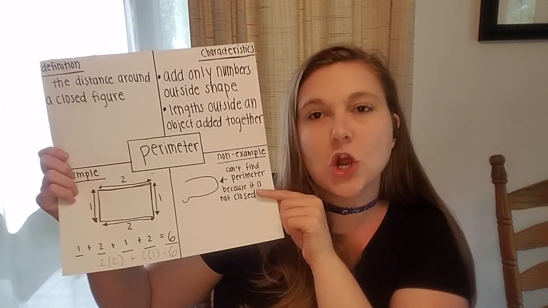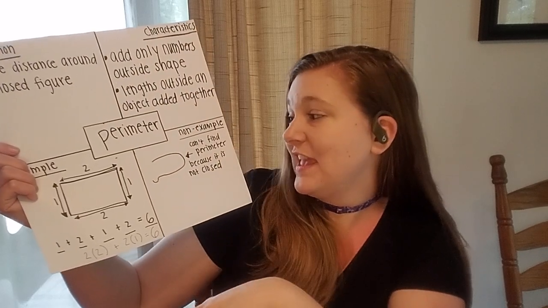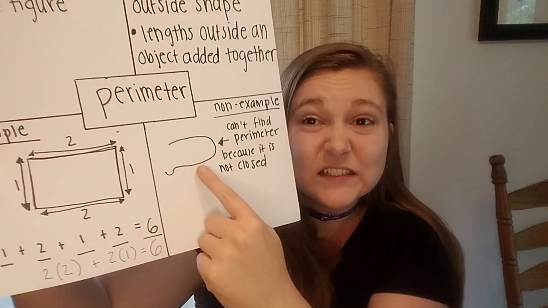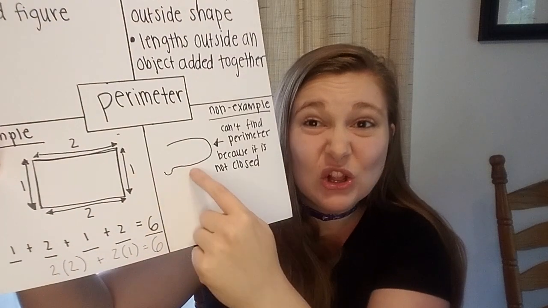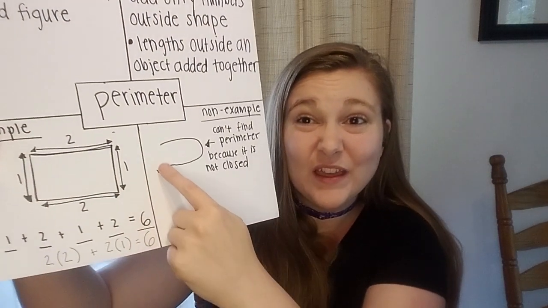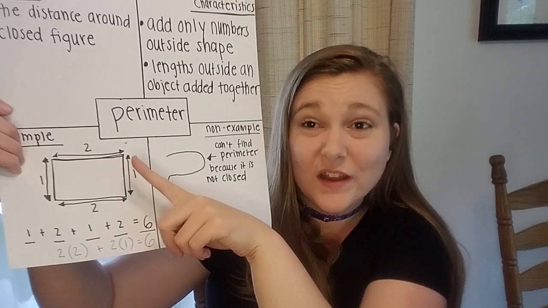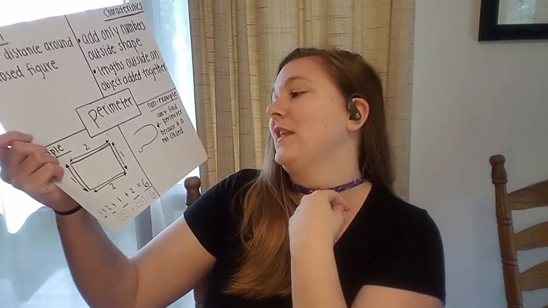Let's talk about some things that aren't a perimeter. So you can't find the perimeter in a shape like this because it's not closed. Okay? If you had a goat in there, he'd go running straight out of there. You can't find that perimeter.